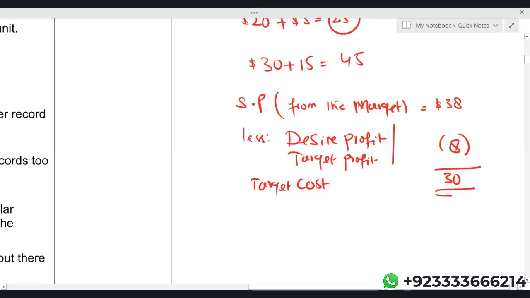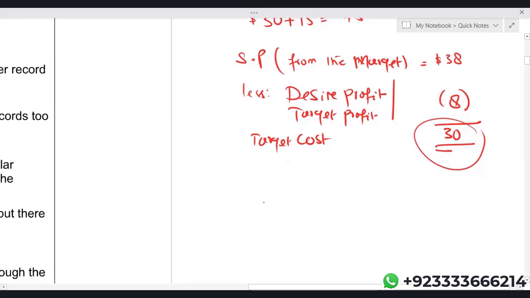The target cost is $30. Now it means you have to focus only on one thing: try to manufacture the product at $30. If you're providing services, try to keep the cost of services at $30. If you can manufacture the product at $30, you will be able to achieve your target profit, the desired profit, because you cannot change the selling price. You cannot increase the selling price, because you have already taken it from the market. Now the entire focus will be on the target cost, on how we can manufacture the product at $30.